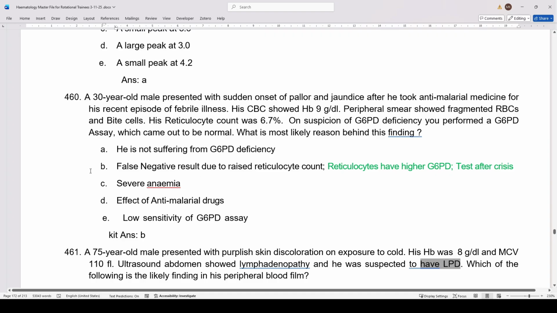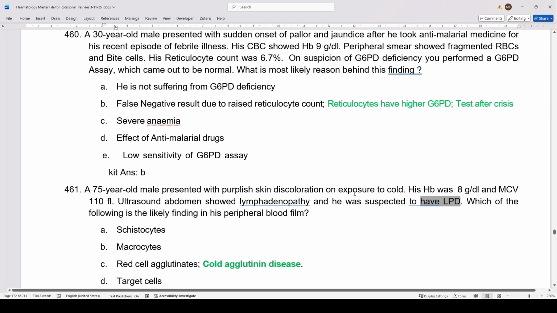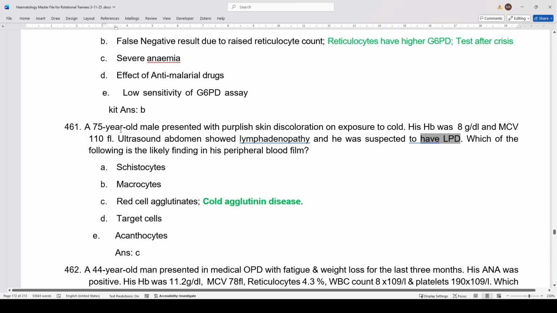Yes, this option is correct, because after the crisis, after hemolysis, all the red cells have been hemolyzed. So bone marrow will produce more and more young cells, and these young cells have a higher concentration of G6PD. So that's why if you do a test just after the crisis or acute attack, the G6PD assay can come out to be normal, which is a false negative test. So when the crisis is over, then you can check for G6PD deficiency, not in the acute attack.